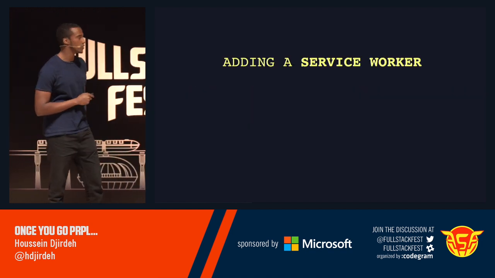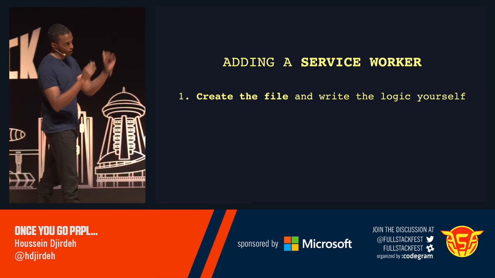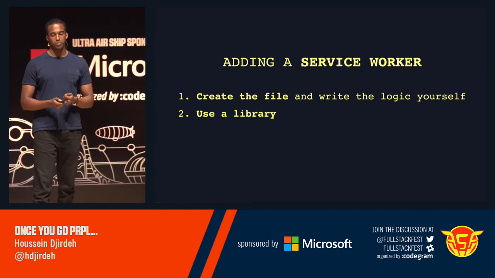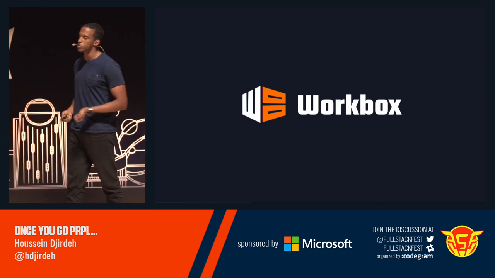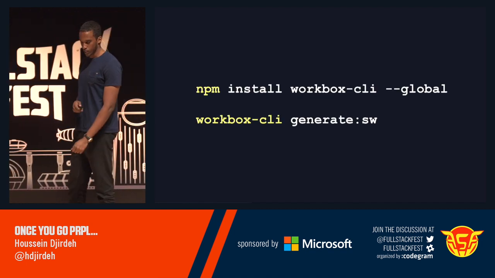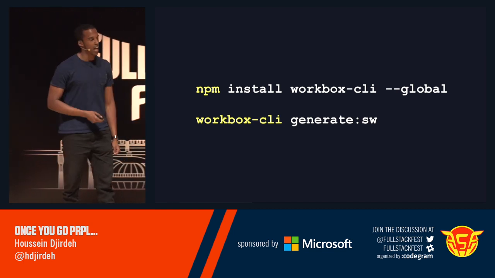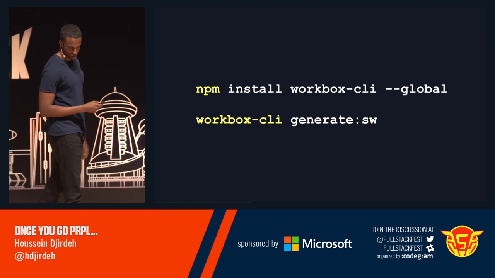So how do you add a service worker? One, you can create the logic yourself, and you can create the file and write all the logic. Two, you can actually use a library that does it for you. One such library is called Workbox, and it's actually built by the Google Chrome team as well. So if you actually wanted to use Workbox, you can install the CLI globally, and then you can write a single command, generate SW, to create your service worker file.